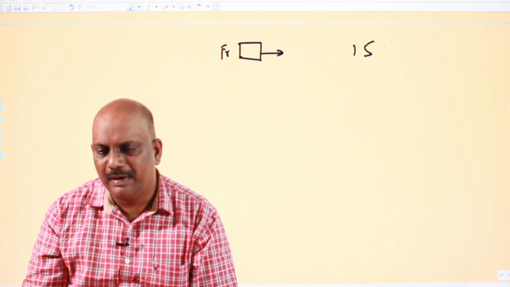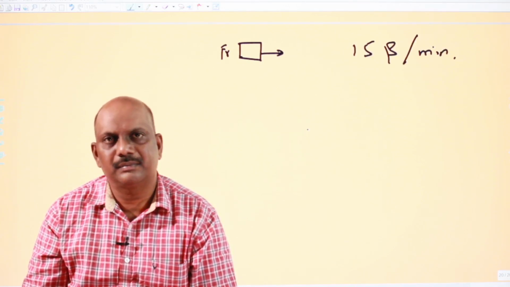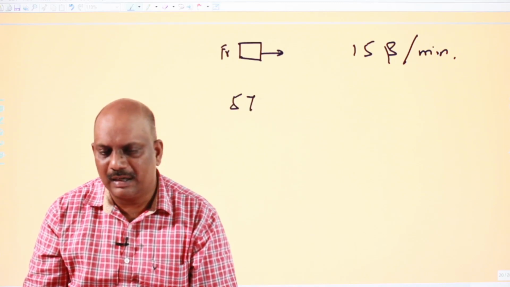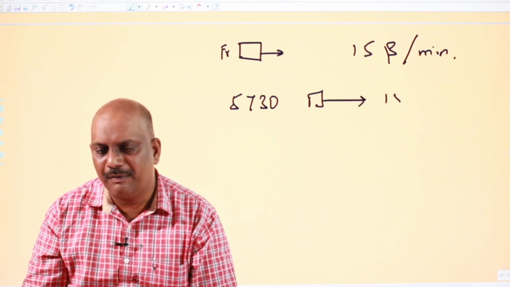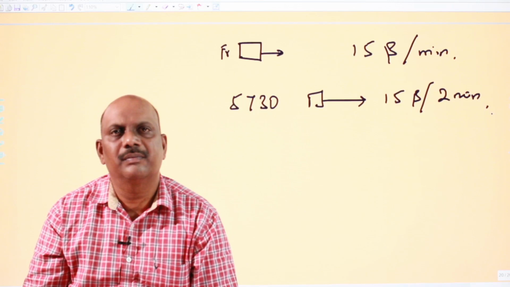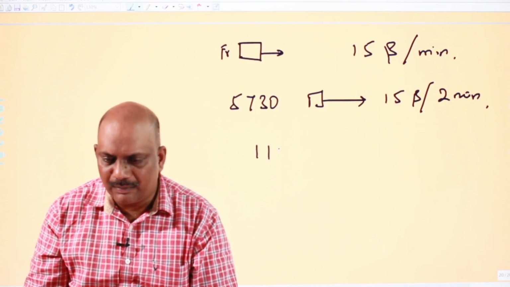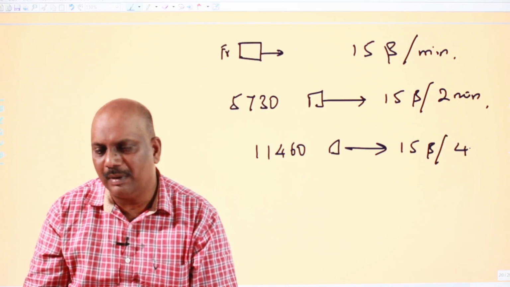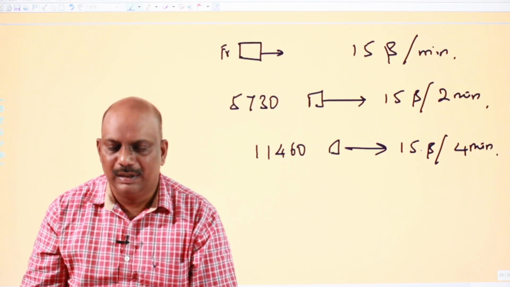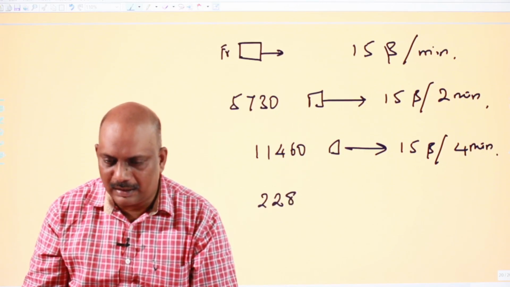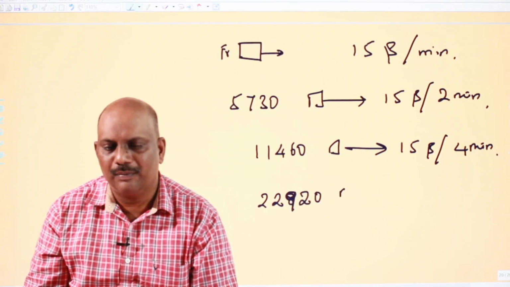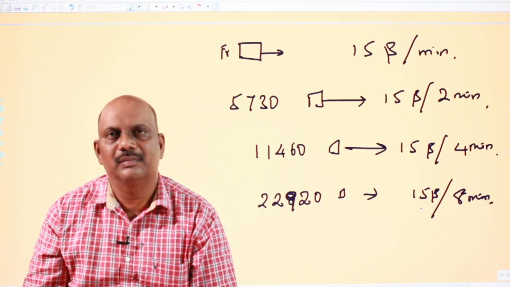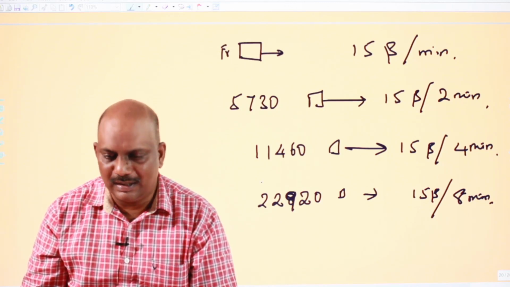Emits 15 beta radiations per minute. And suppose if it is 5730 years old, this will emit 15 beta radiation in 2 minutes. If an object is 11460 years old, if a fossil is, it will emit 15 beta radiation in 4 minutes. If an object is 920 years old, it will emit 50 beta radiation in 8 minutes. Okay. So, like that it keeps going on.